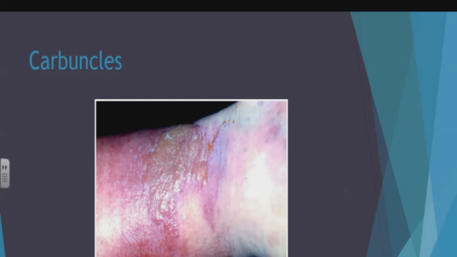A carbuncle, this is a picture of it. This is actually, I think, on someone's hand. But normally when I'm thinking carbuncle, I'm thinking the back of their neck. But this is a bunch of those furuncles that have now coalesced, and so this skin does not look very intact either.